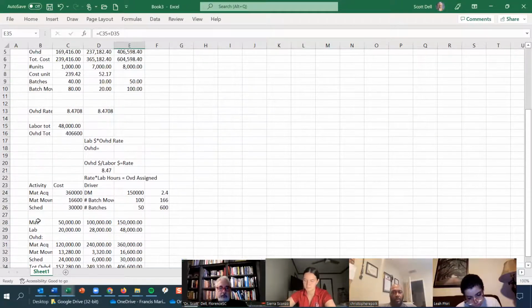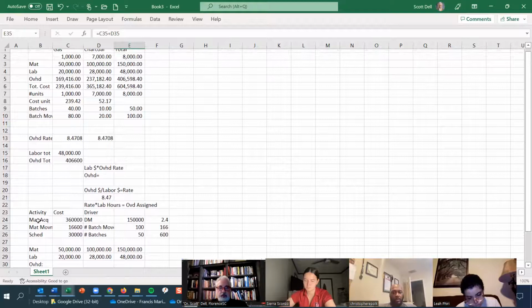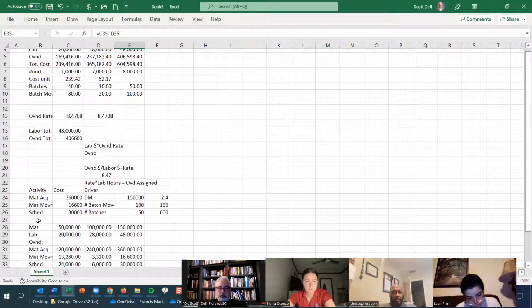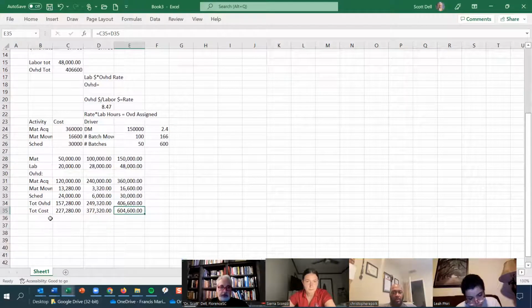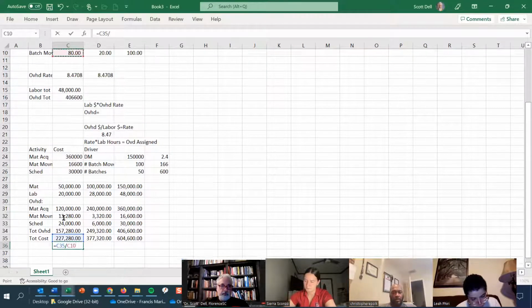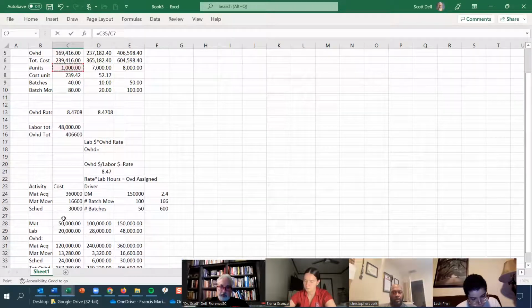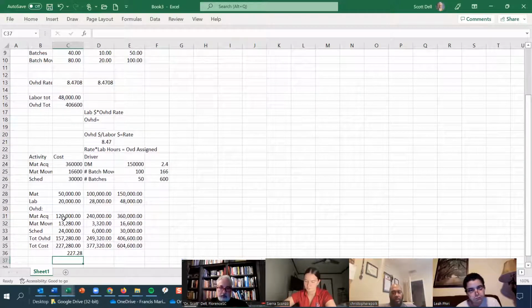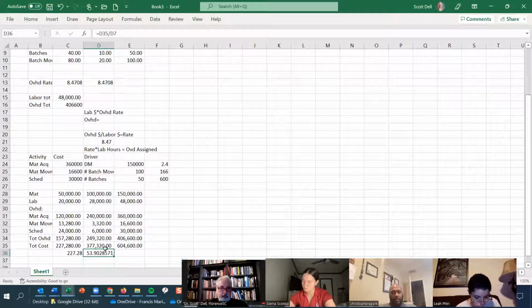604,600, which comes pretty close to 604,598. We're still off $2. Not too worried about $2. Right. Now we're doing a cost per unit. Equals dollars divided by units. Then we're going to go over here, calculate there.